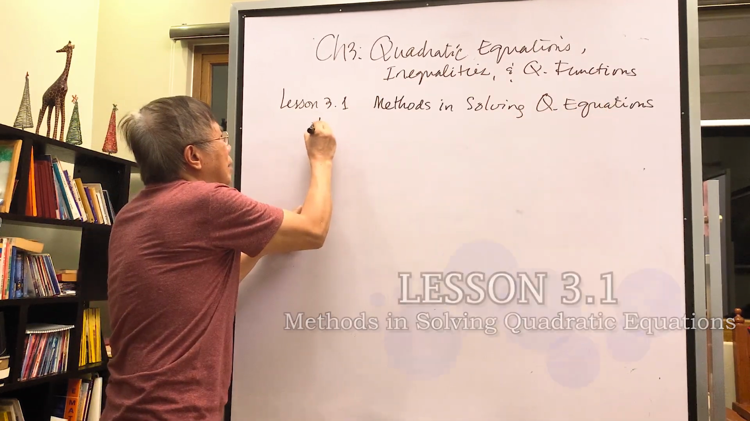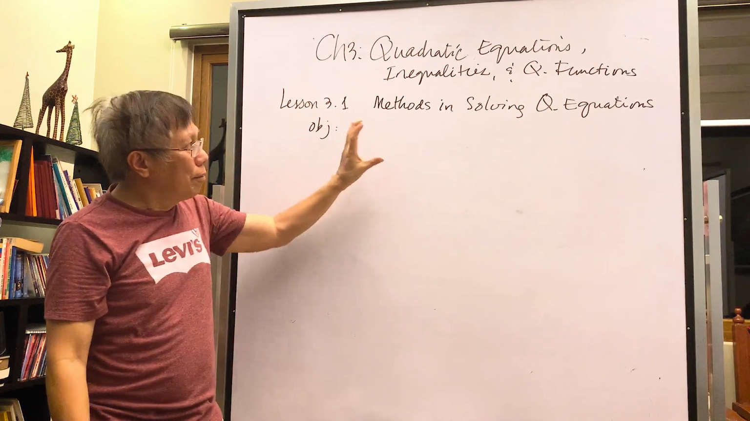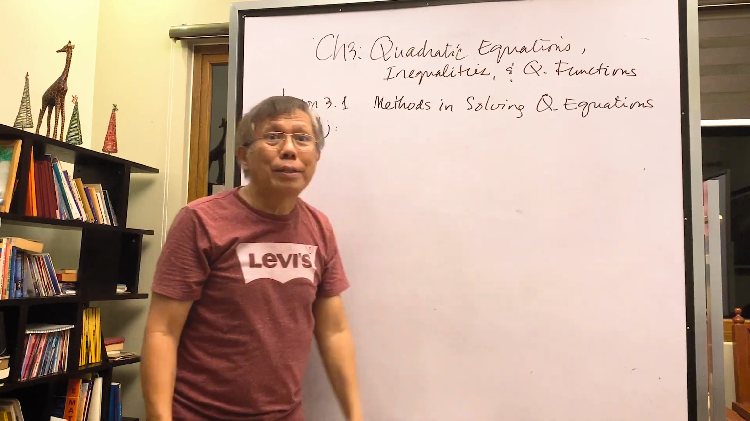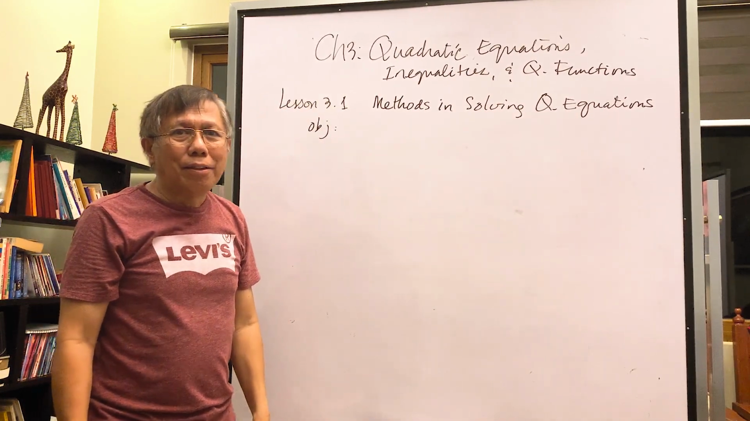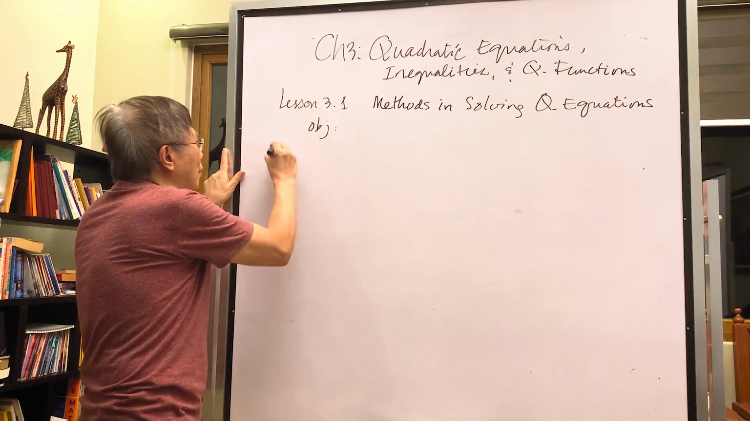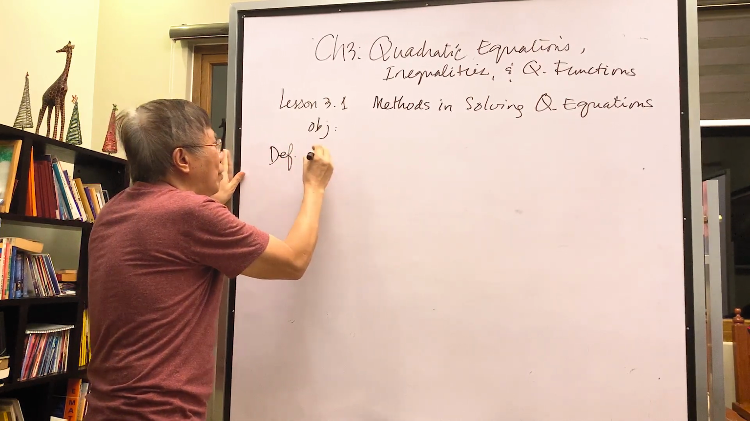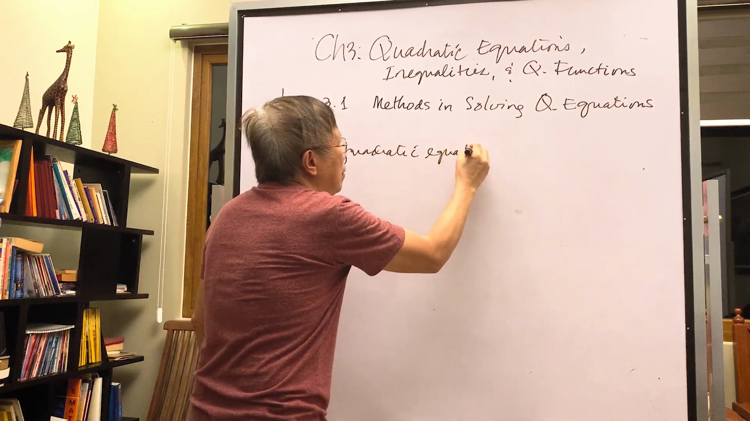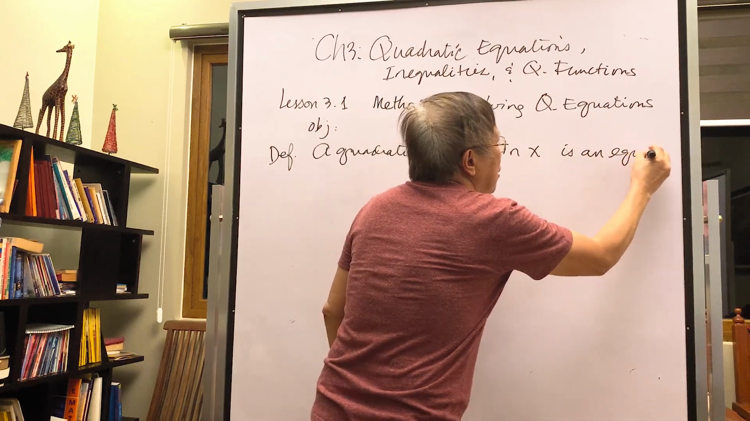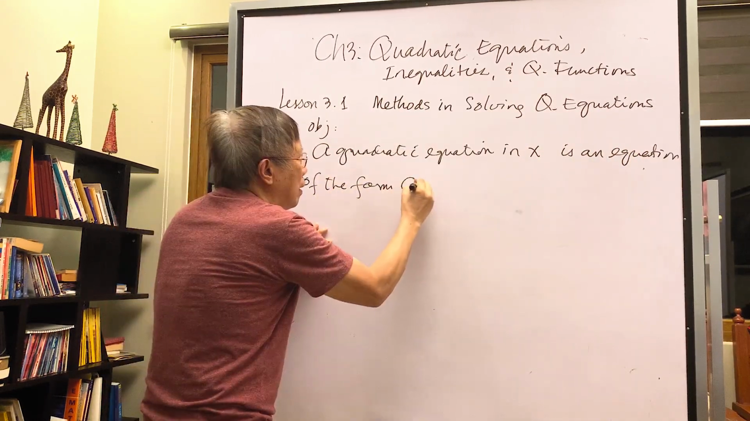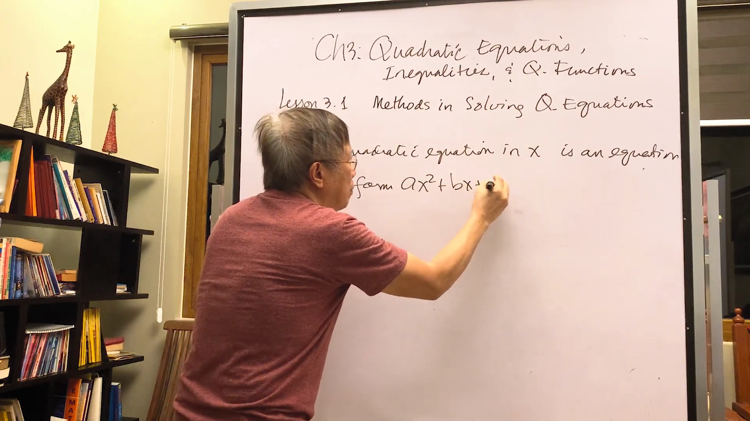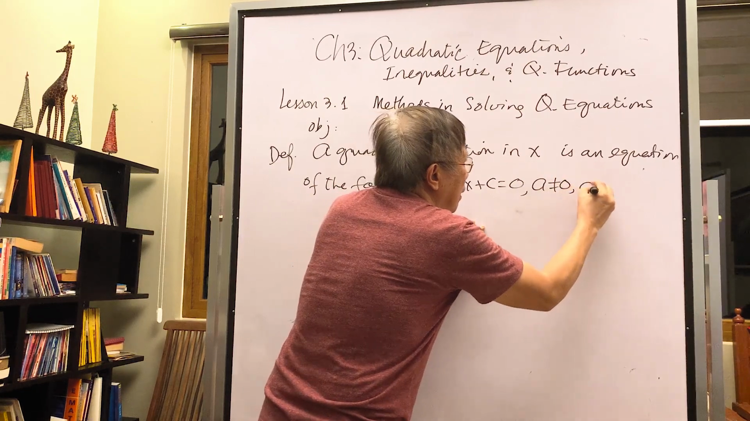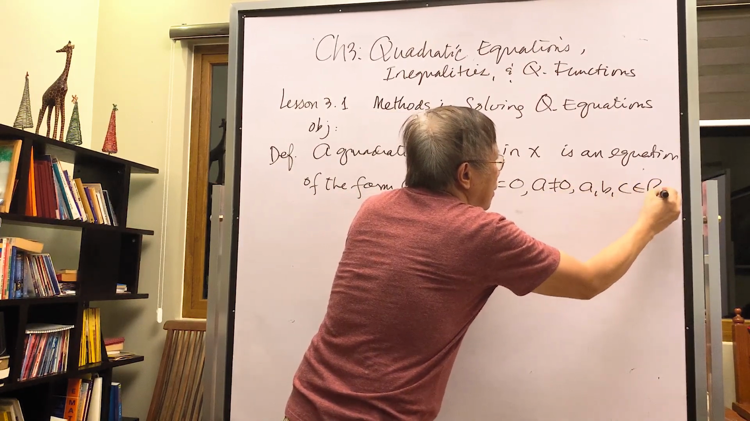For our objective here, we want to identify what these methods are in solving quadratic equations. But first, let's have the definition of a quadratic equation. A quadratic equation in x is an equation of the form ax squared plus bx plus c equals 0, where a is not equal to 0 and a, b, c are elements of the real numbers.